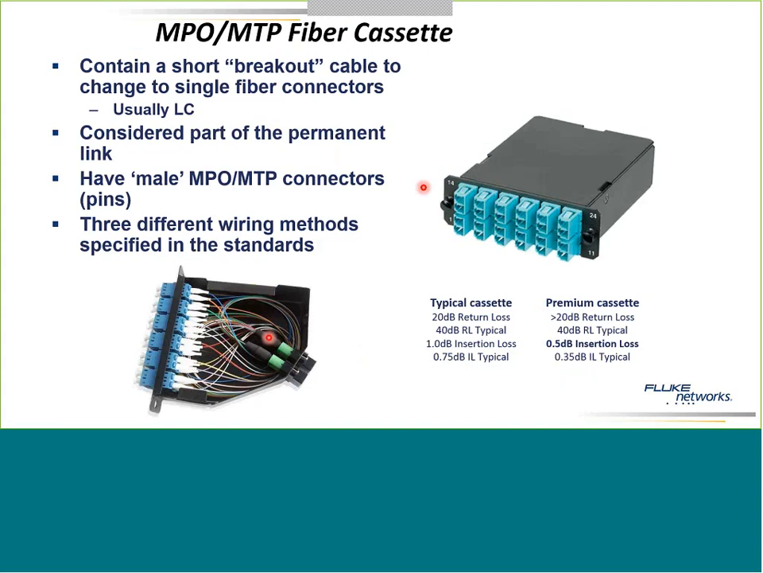What we do is we put these cassettes on either end. And inside the cassette, you can see on one end is our MPO connector, and there's a short, maybe about 50 centimeters, couple feet of fiber, 900 micron buffered fiber that's terminating here in an LC connector. So I can have multiple LC connections. And yes, these cassettes are also going to be A, B, and C, different wiring standards.